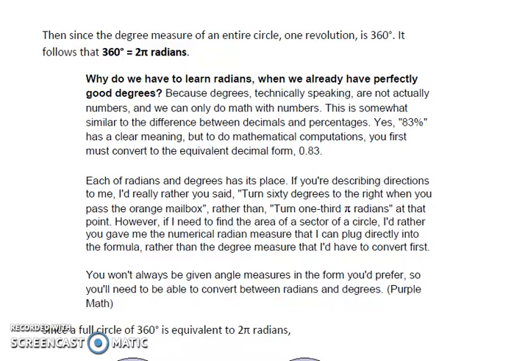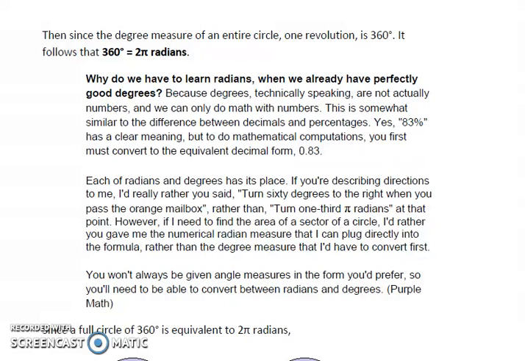Each of radians and degrees has its place. If you're describing directions to me, I'd really rather you said turn 60 degrees to the right when you pass the orange mailbox, rather than turn 1/3 pi radians at that point. However, if I need to find the area of a sector of a circle, I'd rather you gave me the numerical radian measure that I can plug directly into the formula, rather than the degree measure that I'd have to convert first.